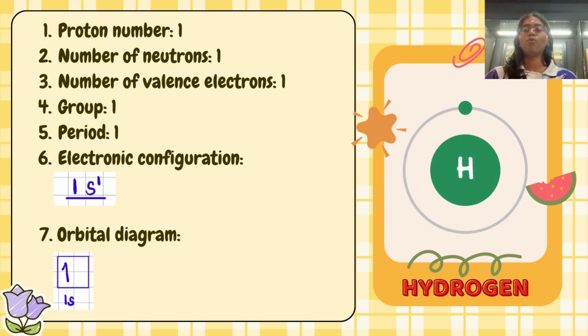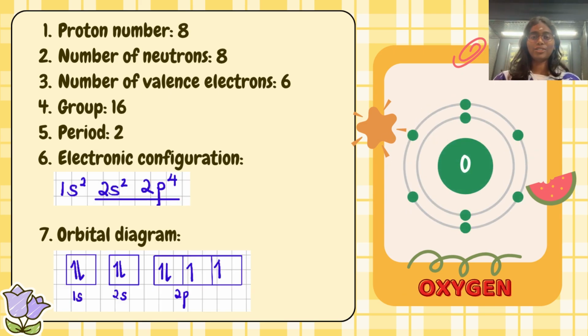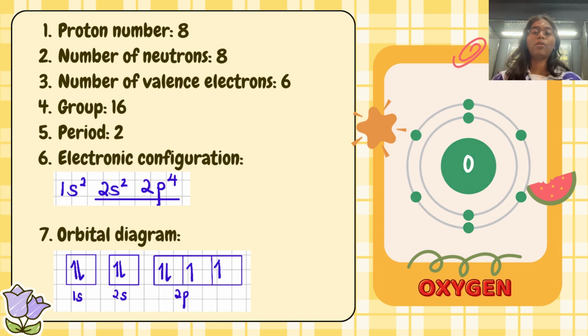Hydrogen has a proton number of 1. It has 1 neutron, 1 valence electron, and it belongs to group 1 and period 1. The electronic configuration of hydrogen is 1s1. This is the orbital diagram of hydrogen. Now for oxygen, the proton number of oxygen is 8. Oxygen has 8 neutrons and 6 valence electrons. It belongs to group 16 and period 2. The electronic configuration of oxygen is 1s2, 2s2, 2p4. This is the orbital diagram of oxygen.